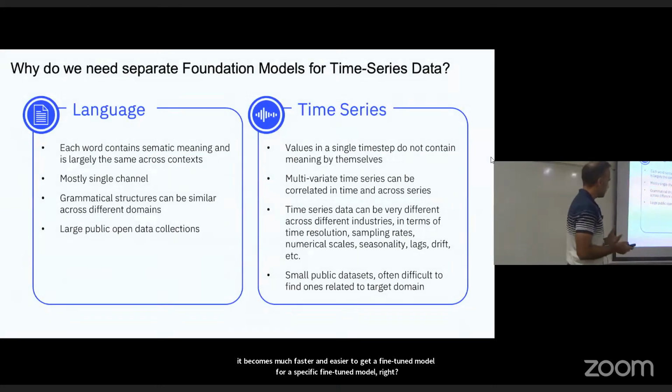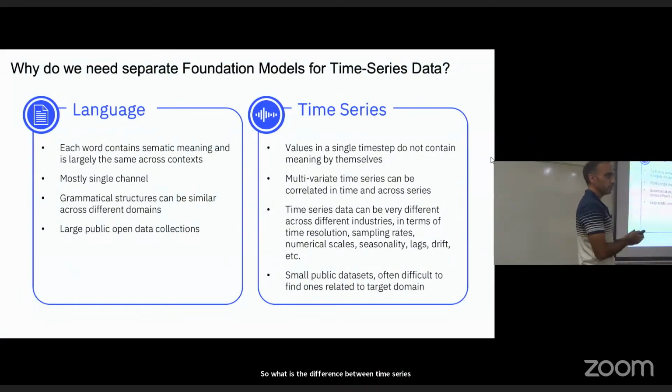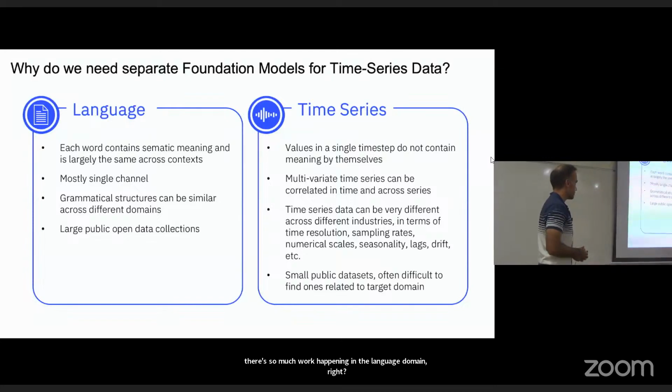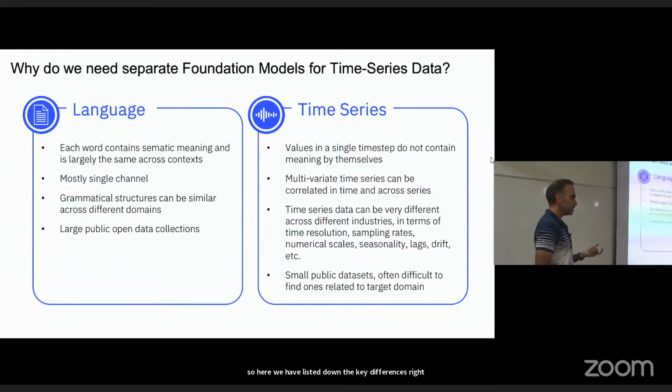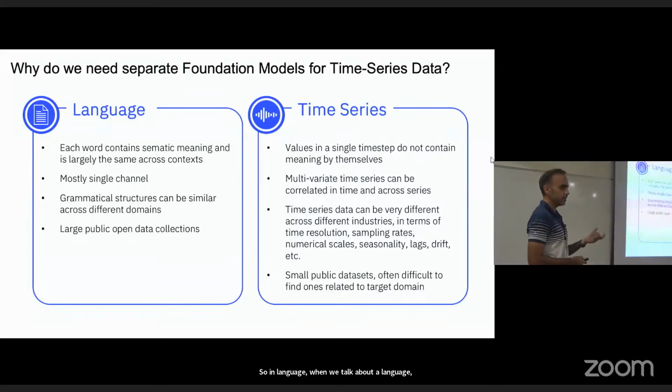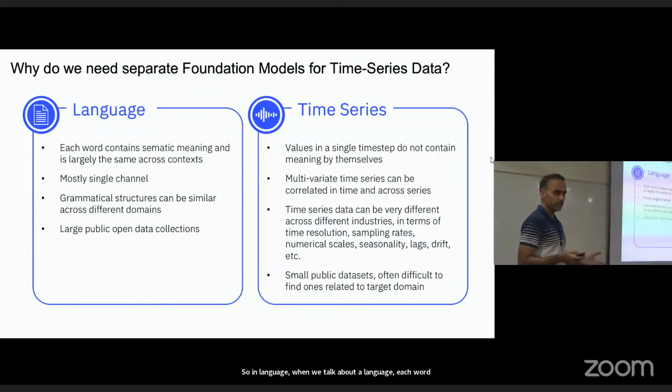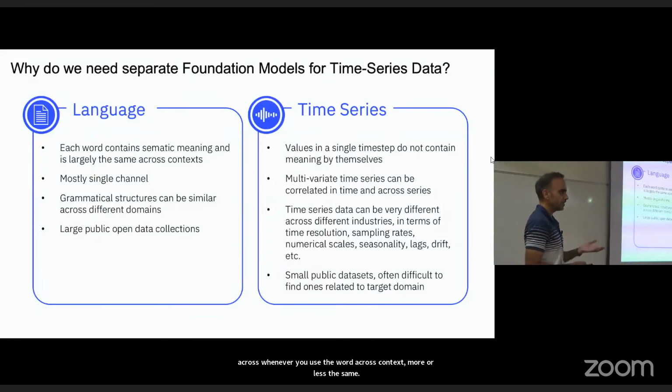So what is the difference between time series and language? Why do we need a separate model for time series, given that there's so much work happening in the language domain, right? So here we have listed down the key differences. In language, each word has a semantic meaning, and it's largely the same whenever you use the word across contexts, more or less. And mostly it is single channel. You have a single sentence or a single channel that is being used to maybe summarize or do different tasks. And there is an underlying grammatical structure that is similar, even though you're working across different domains. You have unstructured data in different domains, but the grammatical structure is more or less the same.